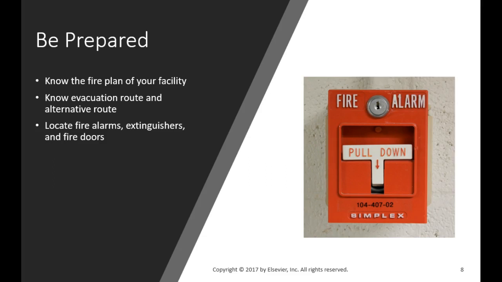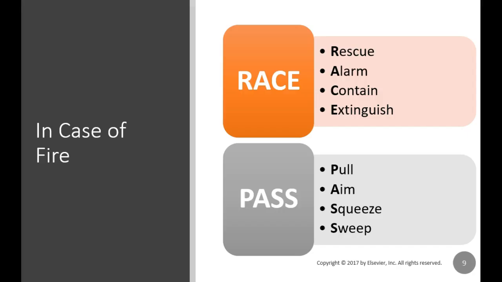So be prepared. Know the fire plan of your facility. Know evacuation routes and alternative routes. Locate the fire alarms, the extinguishers, and the fire doors. Now you need to know where this stuff is as part of your orientation to the site. So you've got to be able to point them out. When Mark, Teresa, or I come out to visit you, we are going to ask you, where is the fire extinguisher? Where is the alarm? How do you notify? What happens when you do that?